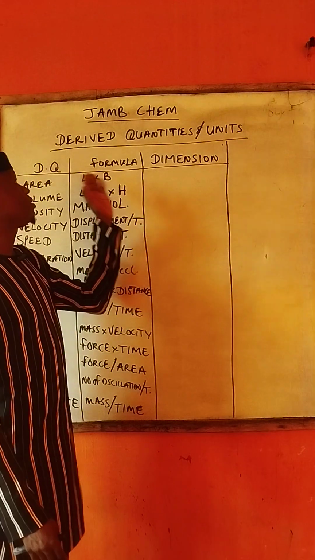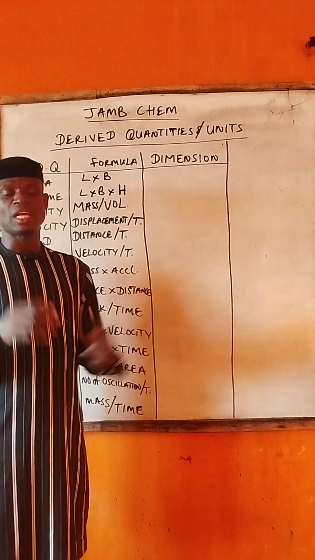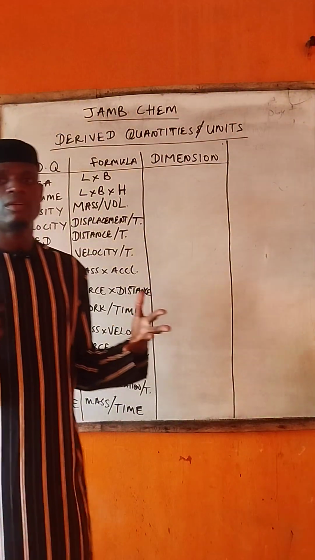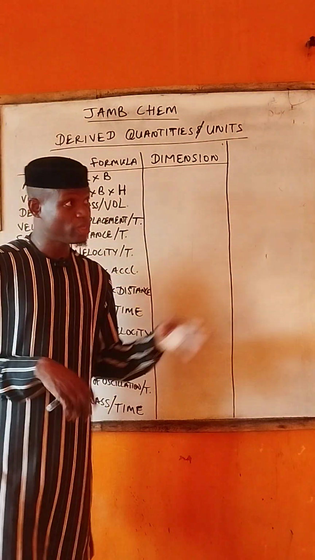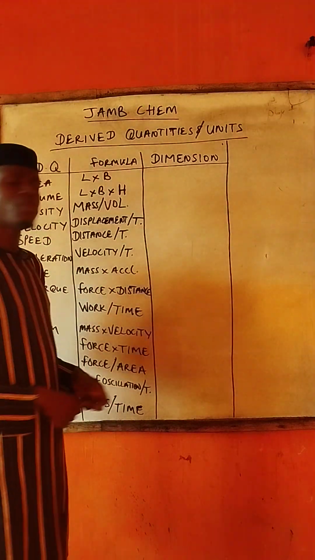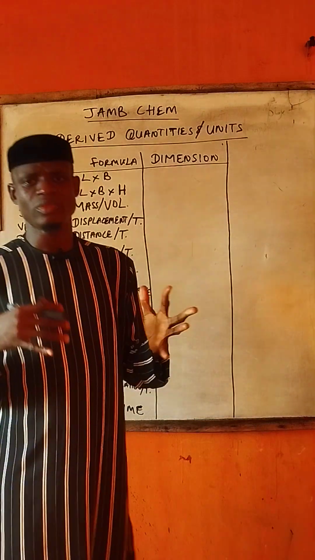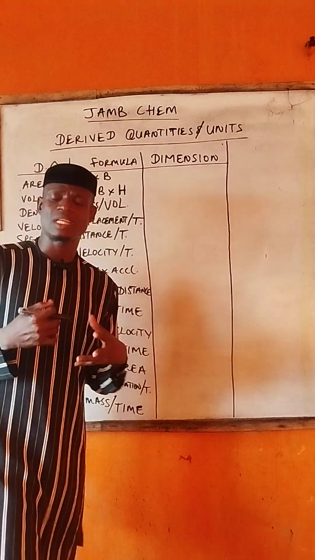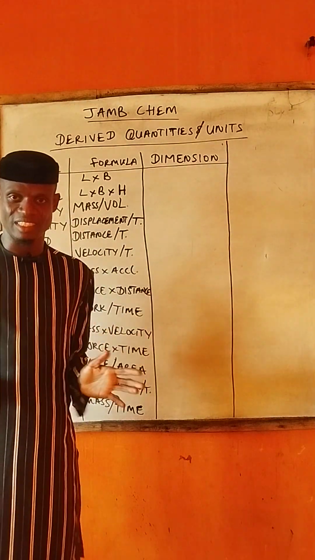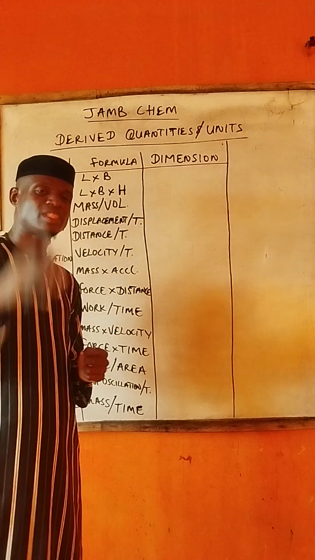Today we have derived quantities and units. Remember, in our former video, we explained the fundamental quantities and units, but today we want to check the derived quantities and units. Now, what are derived quantities and units? Derived quantities and units are quantities that are obtained from some simple combinations of fundamental quantities and units. And at the same time, they are dependent on fundamental quantities and units.